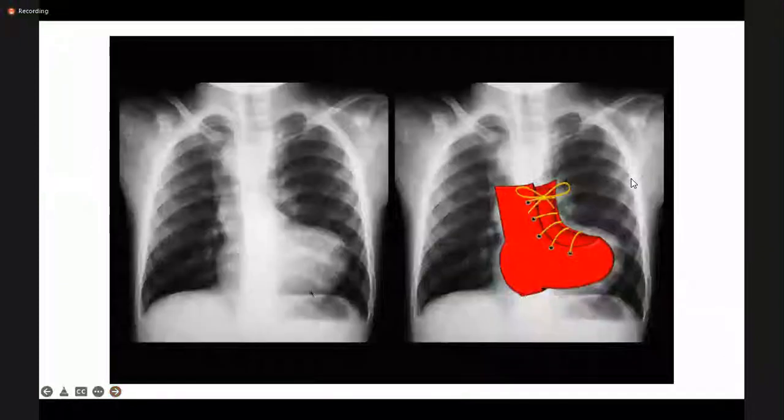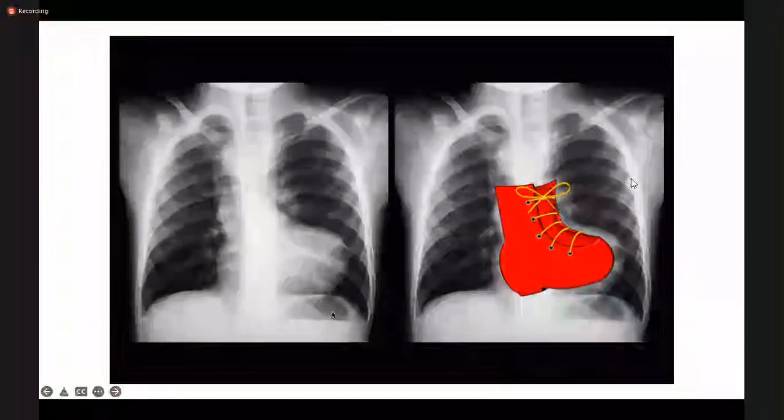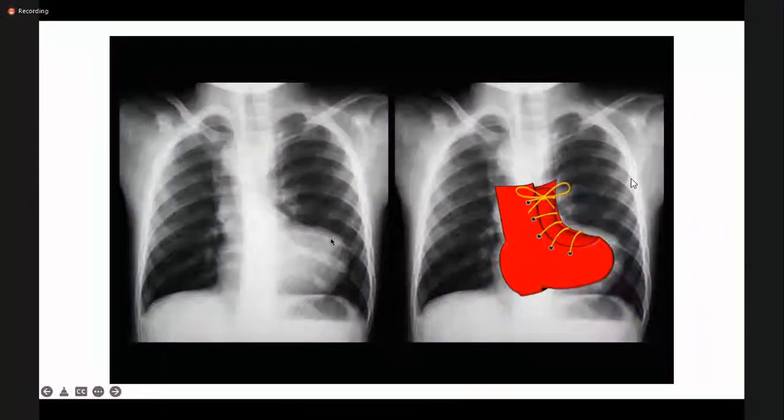So what is this? This is the X-ray of the same child. Boot shape heart. Yeah, so this is boot shape. So in which condition would you see boot shape heart? In tetralogy of Fallot. Yeah, in tetralogy of Fallot. So as you can see, because of the right ventricular hypertrophy, you can see the elevated apex. So it's exactly like a boot. So this is a boot shape heart which you would see in tetralogy of Fallot.